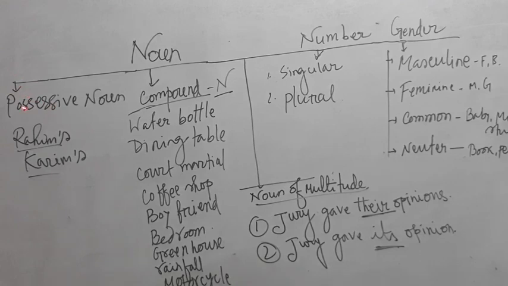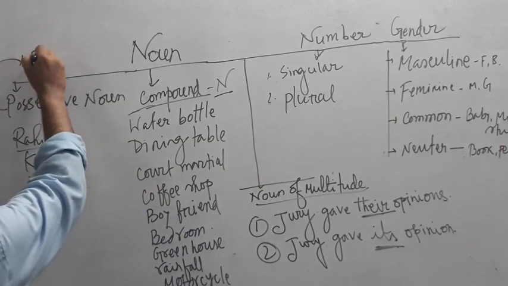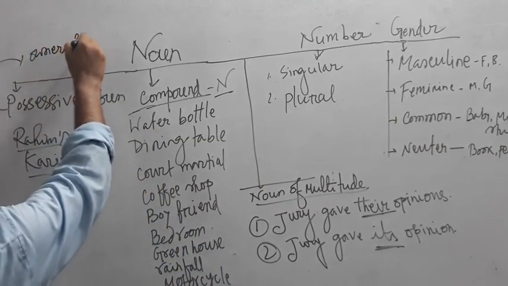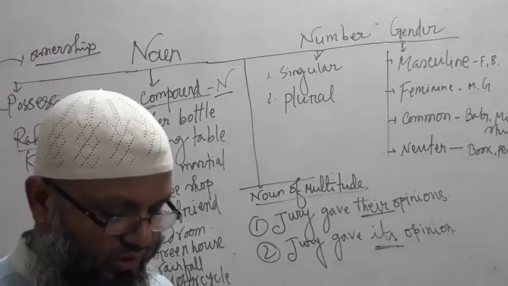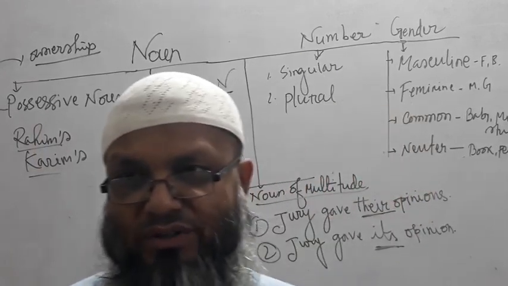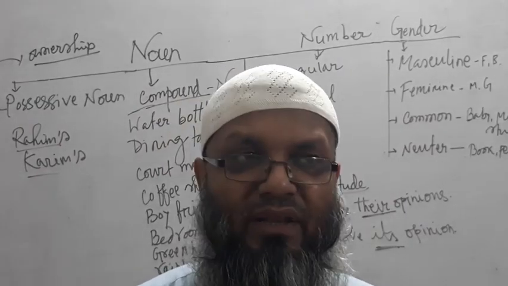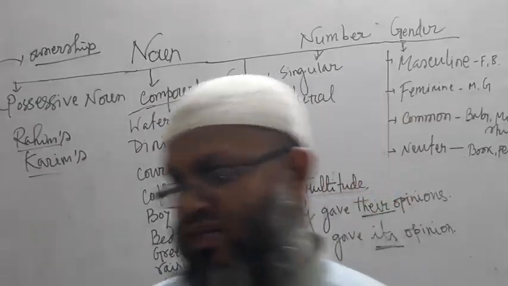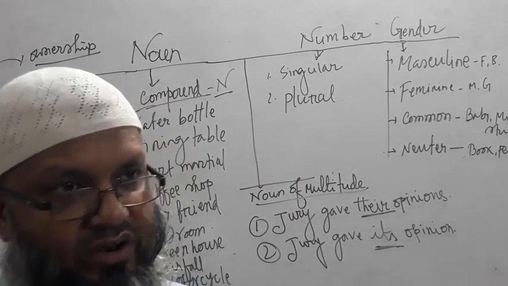What does it mean? Possessive means ownership. Okay, ownership. What does it mean? Actually, when I tell you, this is my school, this is your school, this is our school, then it means ownership. Amar vidyalay, tumar vidyalay, amader vidyalay. That means ownership, odhikar.